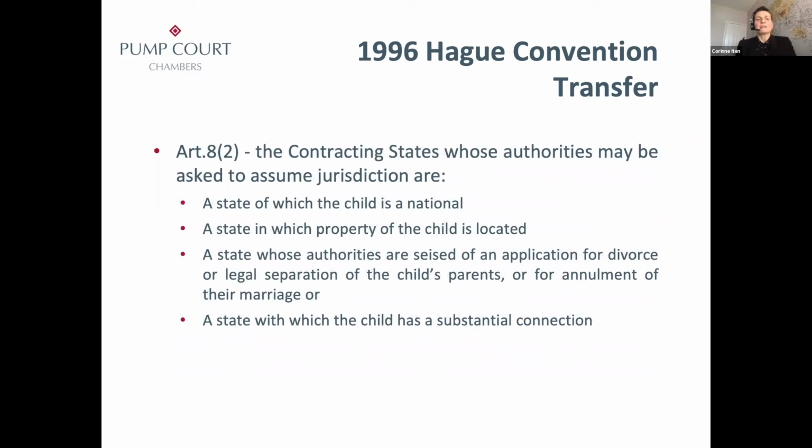Article 8 sets out the contracting states whose authorities may be asked to assume jurisdiction. They are a state of which the child is a national, a state in which property of the child is located, a state whose authorities are seized of an application for divorce, etc., in regard to the child's parents, and a state with which the child has a substantial connection. So where Brussels II revised just went with the connection, the 1996 Hague Convention sets out some specific circumstances in which another court, or another authority, can be approached.